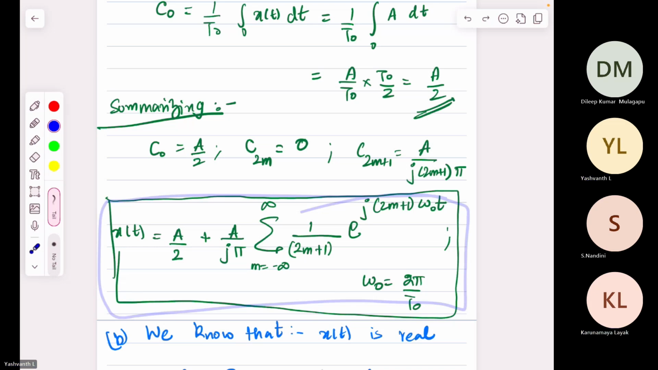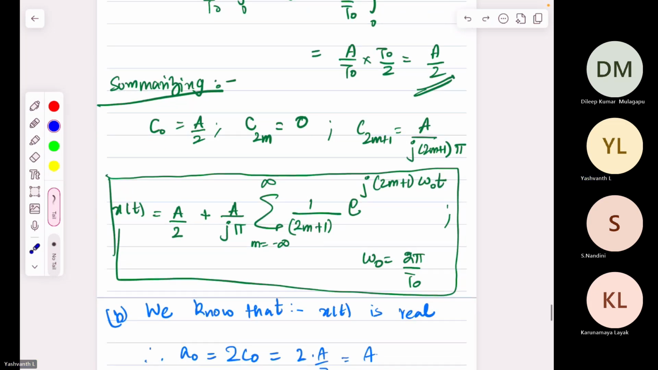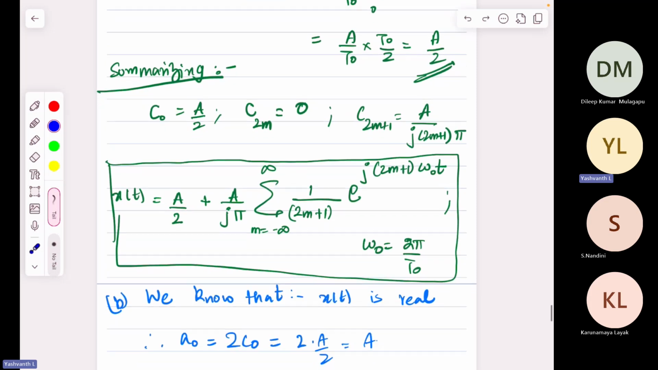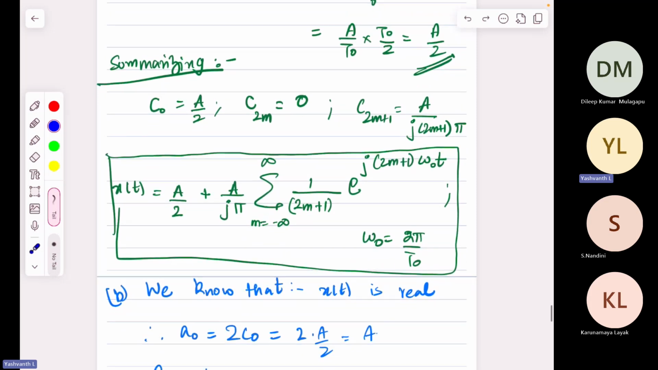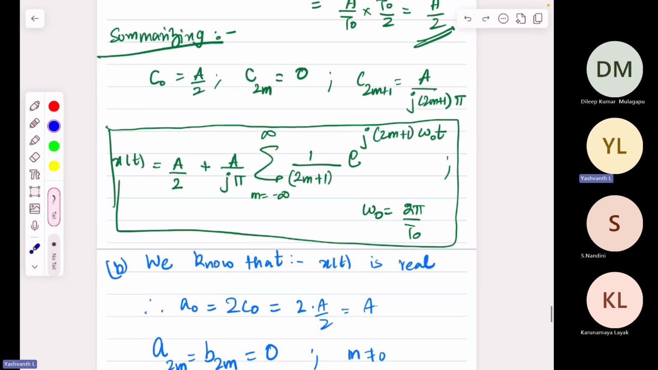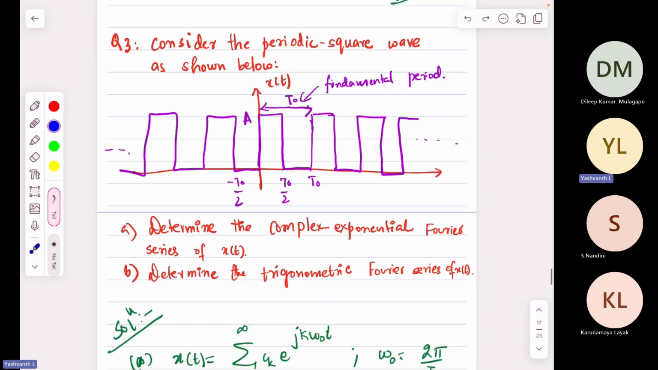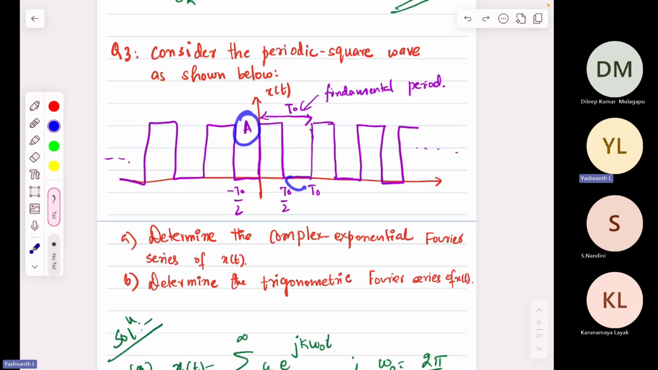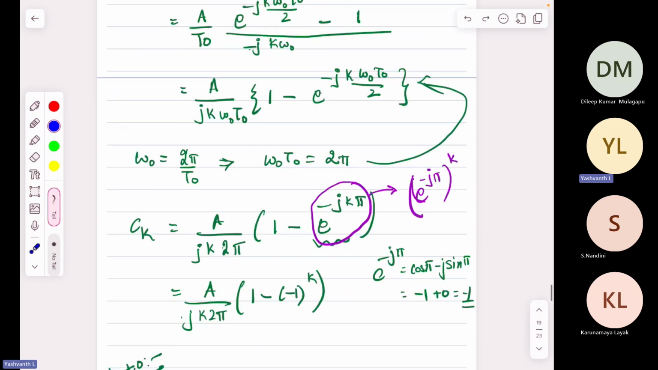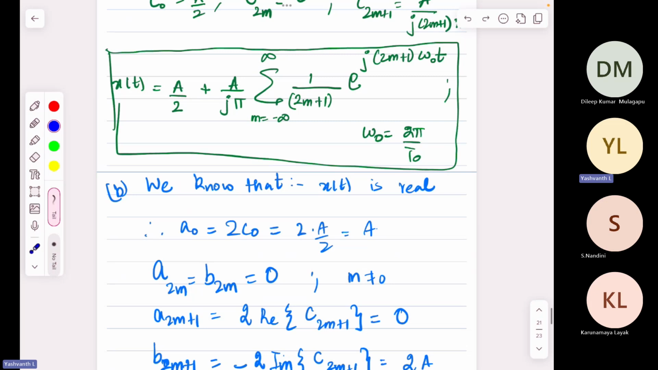Yes, sir. Okay. Now the second part is what? We need to find the trigonometric Fourier series representation. For that, we will make use of the fact that the given x of t is real, because it takes only two values, either A or 0. Both are real numbers. Therefore, x of t is a real number for any t.